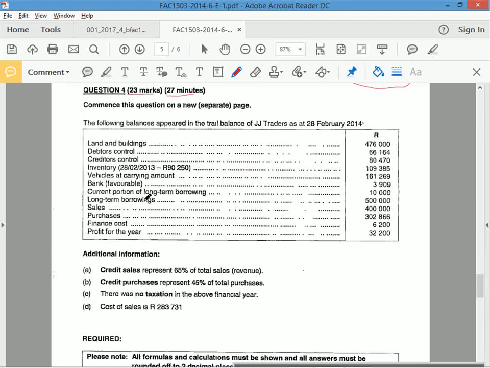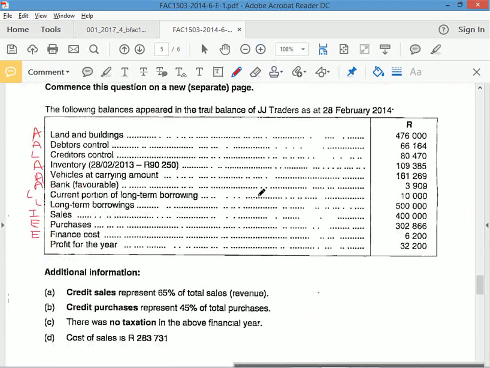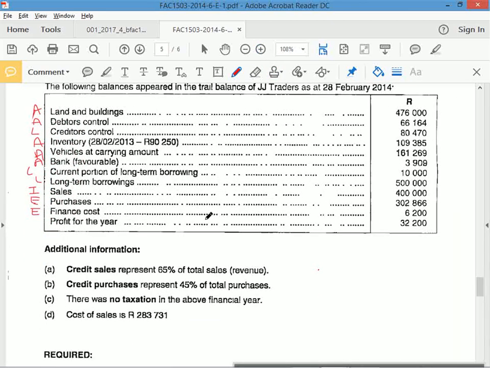What I would do right at the beginning is identify what these accounts are. So land and buildings, assets. Debtors, assets. Creditors, liability. Inventory, assets. Vehicle, assets. Bank, assets. Current portion of the long-term loan, liability. Borrowings, liability. Income for sales. Expense for purchases. Expense for finance costs. Profit for the year is profit for the year. Okay, so that's what you've been given in the question.